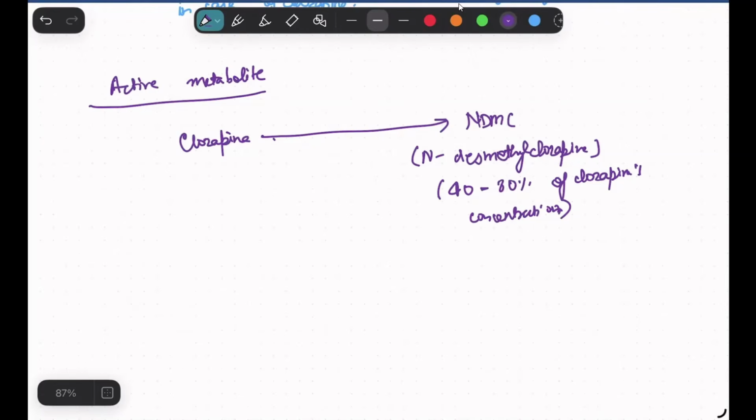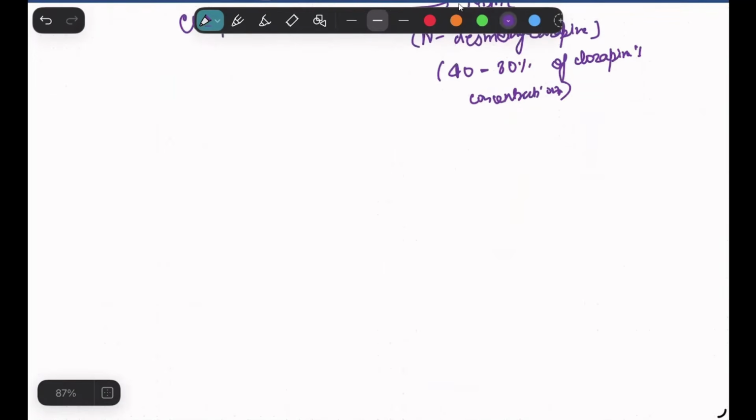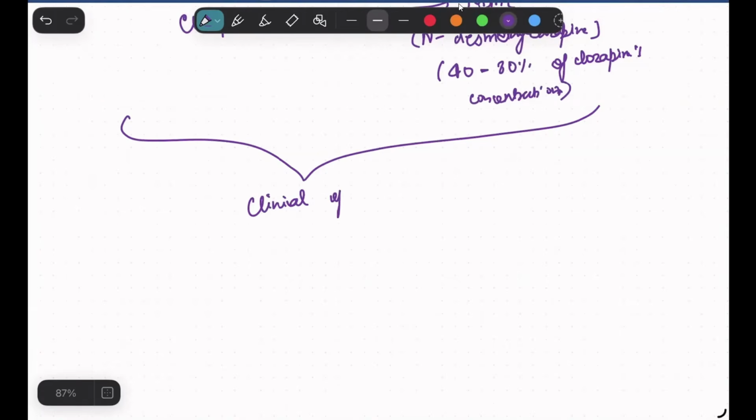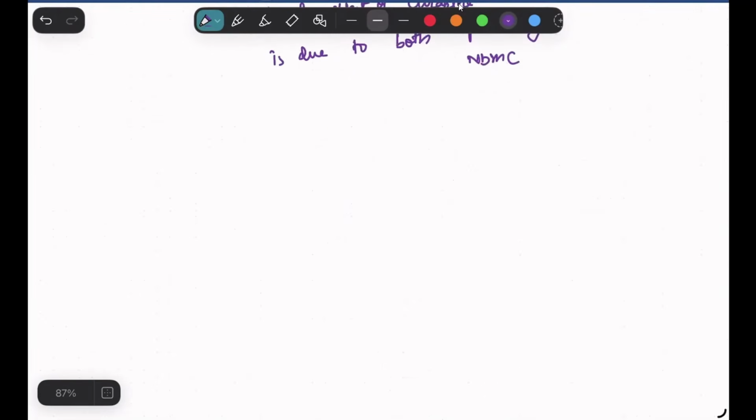Actually, the pharmacological profile of NDMC is a bit different from that of clozapine. So the clozapine clinical effect is not only due to clozapine itself, but also due to the NDMC. The actual clinical effect of clozapine is due to both: first, the parent drug, that is clozapine, and second, NDMC, that is N-desmethyl clozapine.